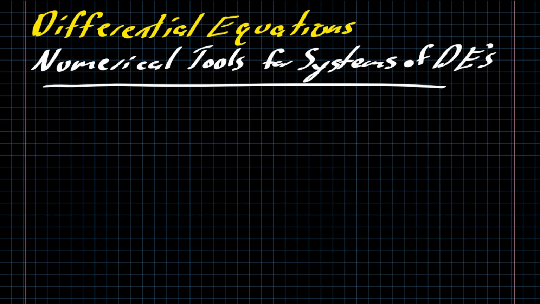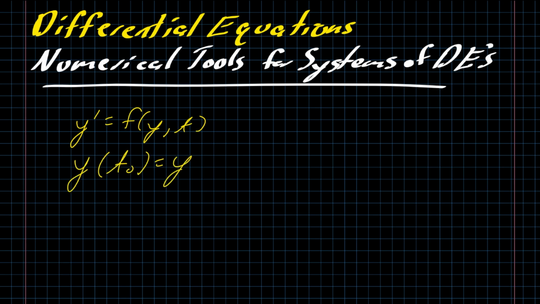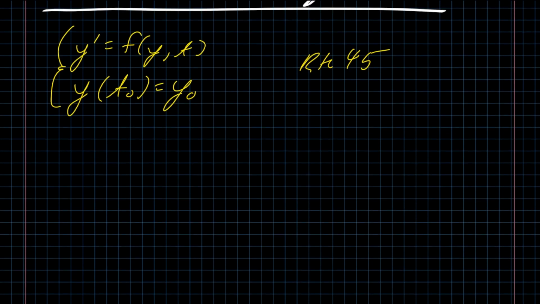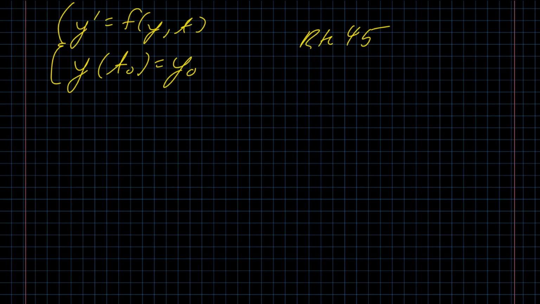So, first I want to remind you that we have studied some tools that we could use to solve a first-order initial value problem, something in the form y prime equals f of y and t, coupled with y of t naught equals y naught. And we saw that we could use Euler's method for this. We saw that there was the more powerful Runge-Kutta method, and they were very effective, or reasonably effective.